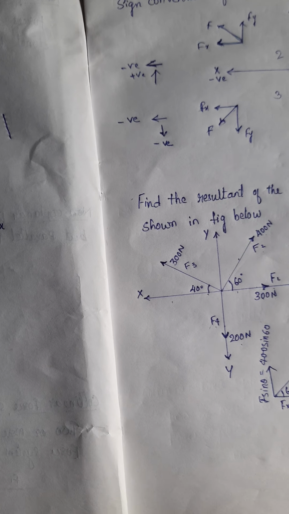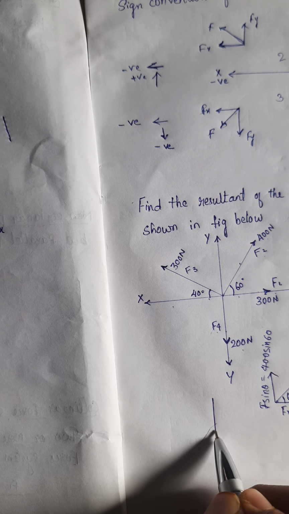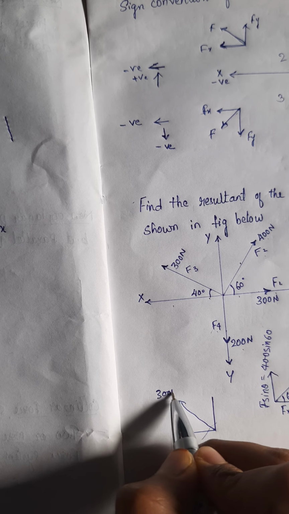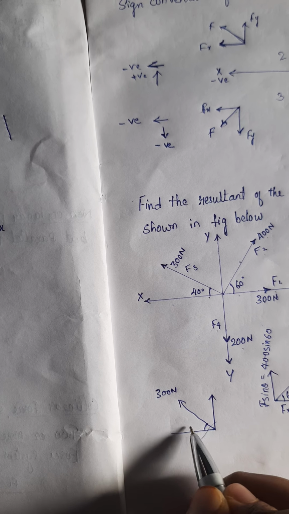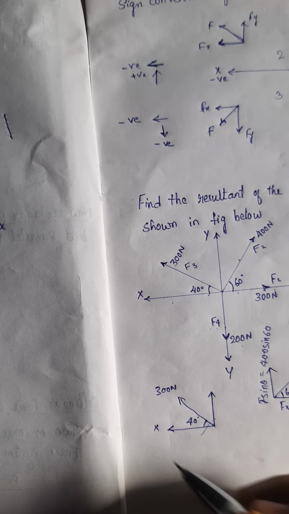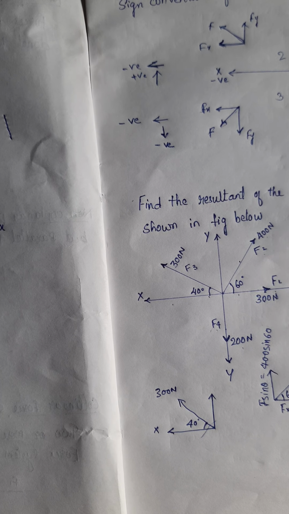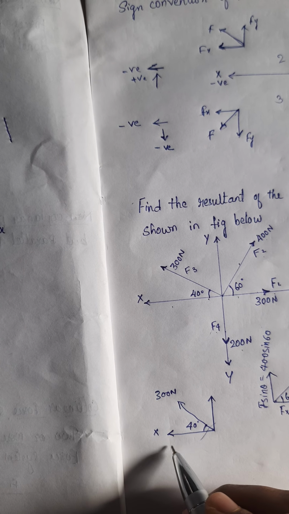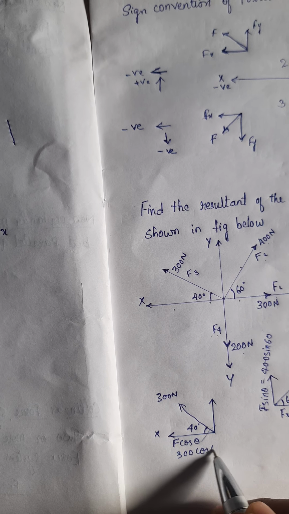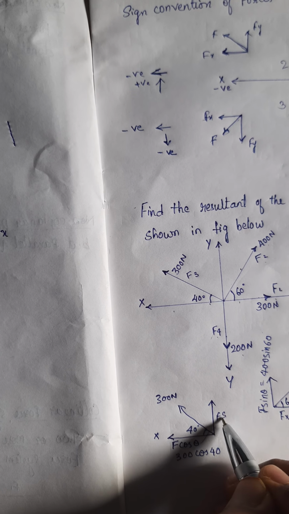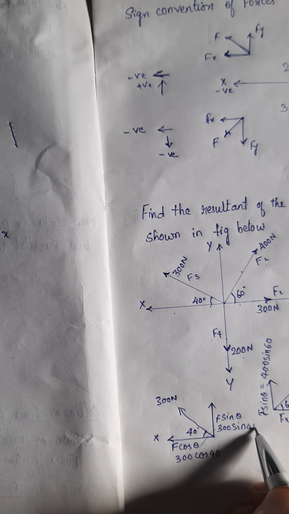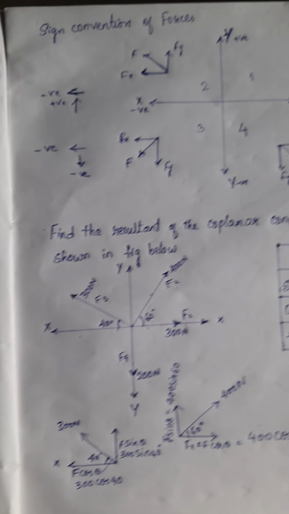Now the next force, exactly the same shape we'll draw. This is our force here, 300 Newton. The angle is with respect to what? X-axis. So if the angle is with respect to x, horizontal comes with cos theta, vertical comes with sin theta. So horizontal is F cos theta, that is 300 cos 40 degrees, and vertical is F sin theta, that is 300 sin 40 degrees.